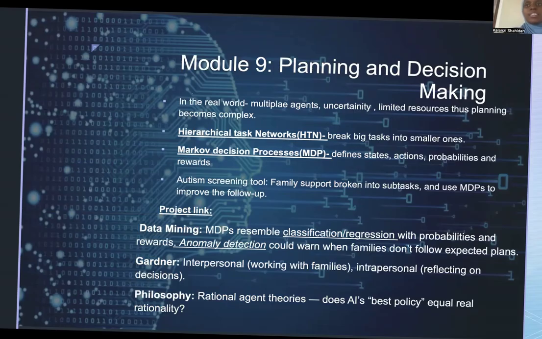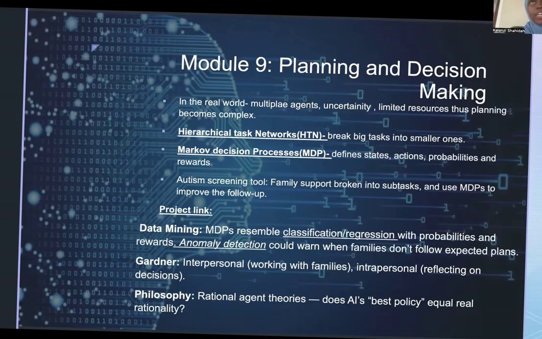The next is planning and decision making. This is module 9. In the real world, we have multiple agents, a lot of uncertainty, and data that is undefined. So it is limiting planning. We cannot continue with our traditional methods of planning, so complex planning is introduced.